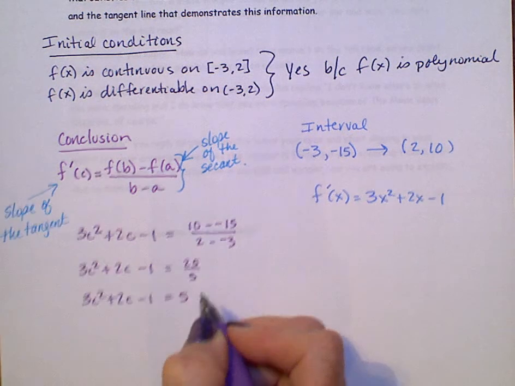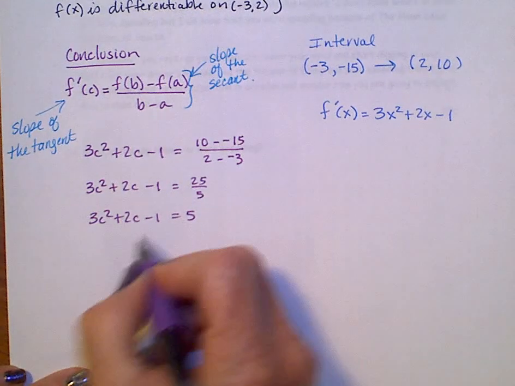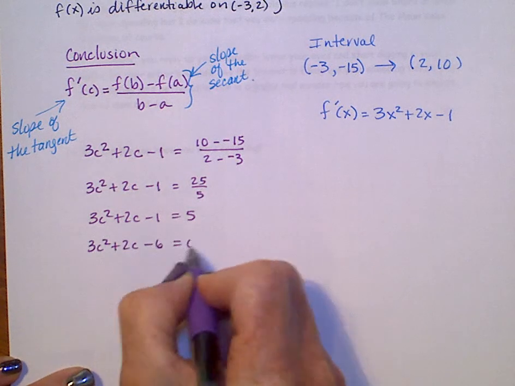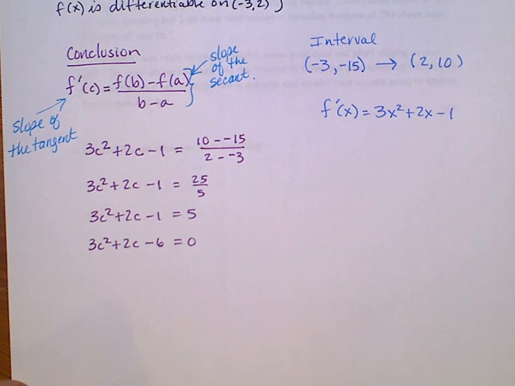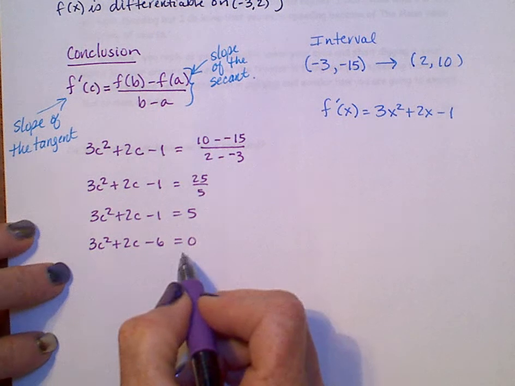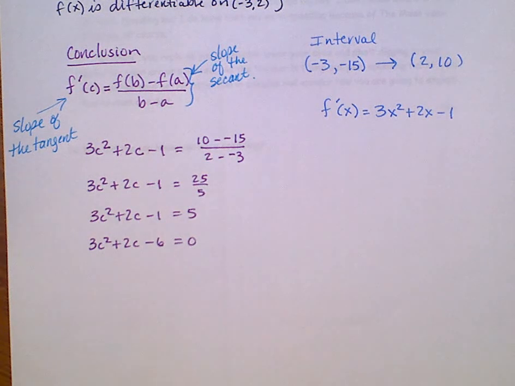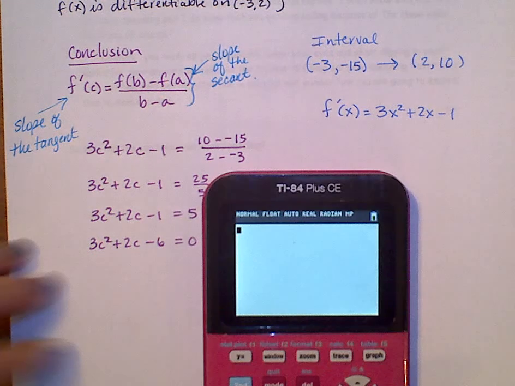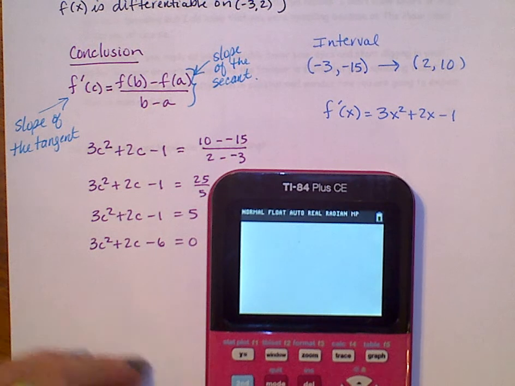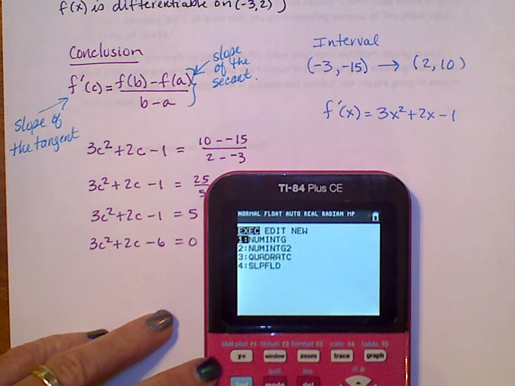To solve that equation, we need to subtract 5 from both sides, and then factor. Unfortunately, this doesn't factor, so we're going to have to do the quadratic formula. And let me show you, I happen to have this quadratic formula on my calculator. You may have it as well. It's probably in a different format than mine, but if you need this, by all means you can ask your teacher for it. It's under program.